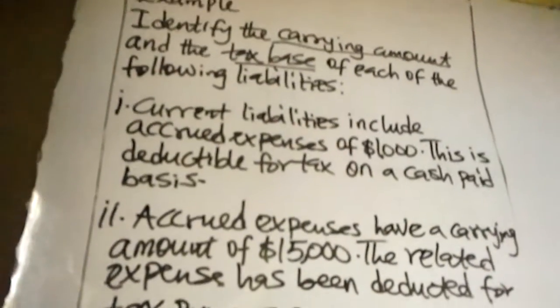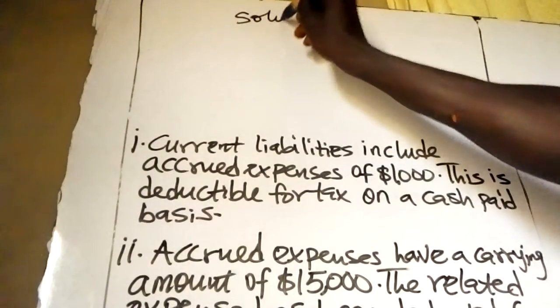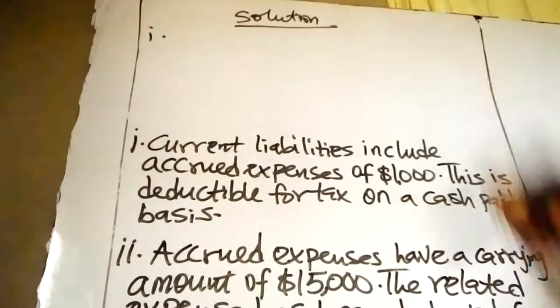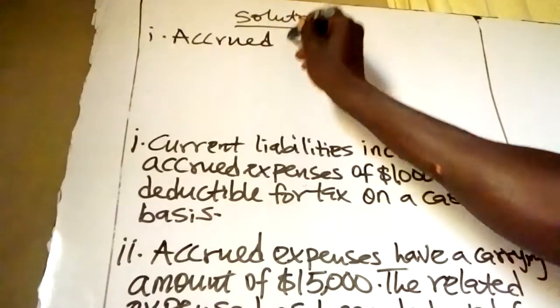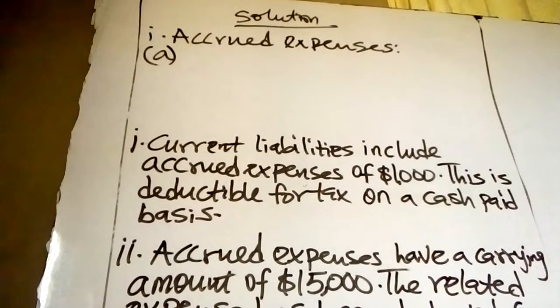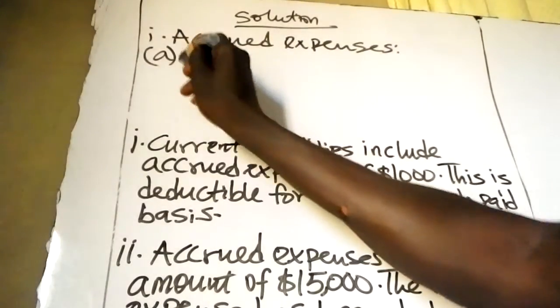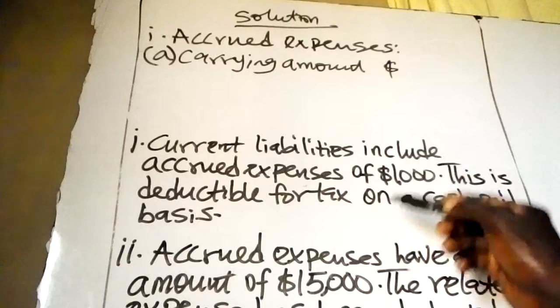Solution. Number 1. The first item is current liabilities, which include accrued expenses. You were told that current liabilities include accrued expenses of $1,000. This is deductible for tax on a cash paid basis. So that means the carrying amount of the accrued expenses will be the $1,000.